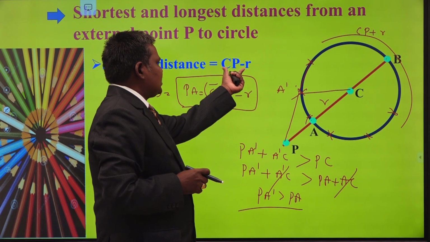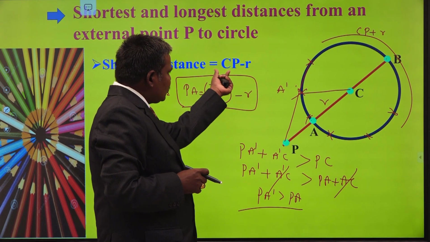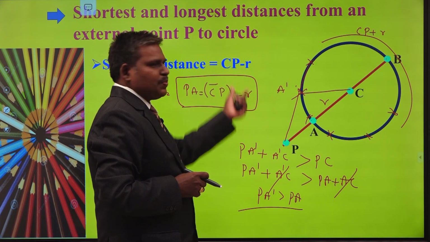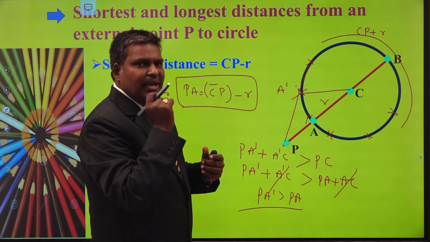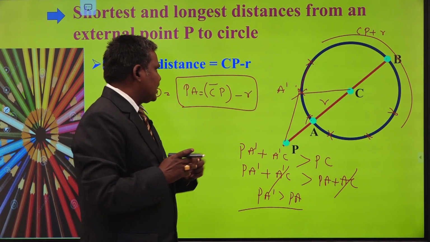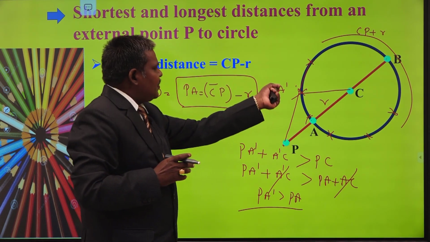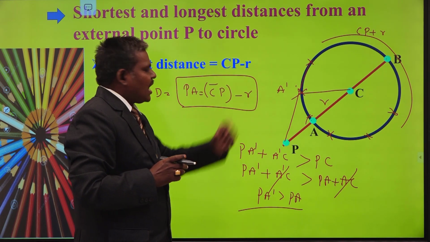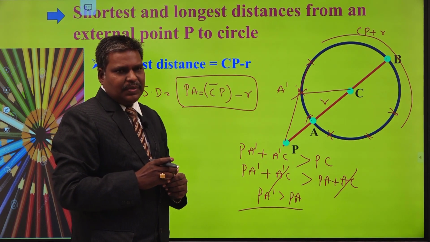Modulus of CP minus R, if your point is outside of the circle, this is the formula, CP minus R. Your point may be inside sometimes. Okay. Even though it has meaning or is meaningless, your point may be inside of the circle, the formula becomes R minus CP. R minus CP. Okay.